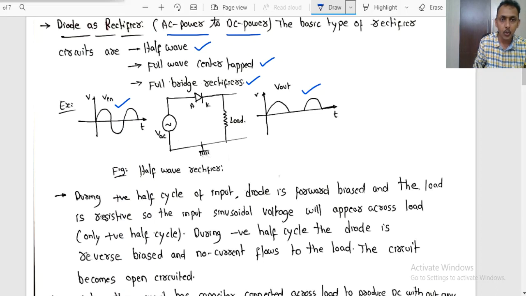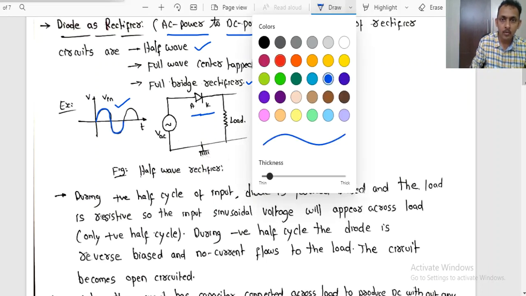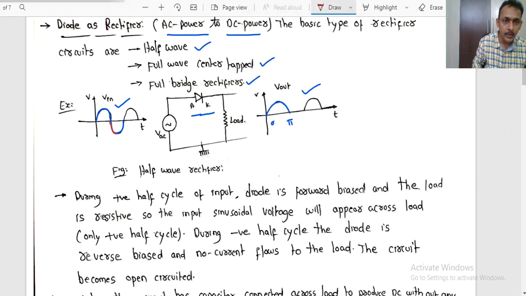In this simple circuit, during the positive half cycle of the input voltage, this diode D1 will be forward biased and will act like a short circuited path, and whatever the applied voltage is will appear across the load during the positive half cycle within the time period 0 to pi. Now during the negative half cycle, the diode will be in reverse bias mode, and there won't be any conduction, and it almost acts like an open circuit within the pi to 2 pi time period, right?